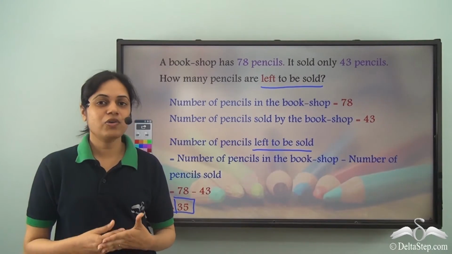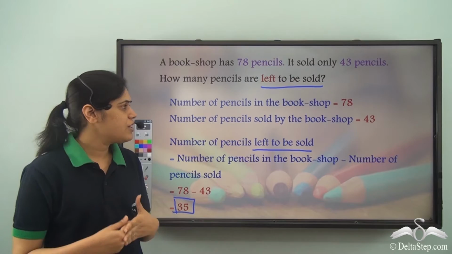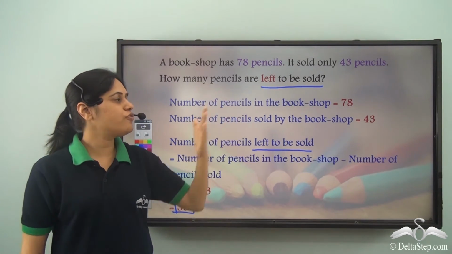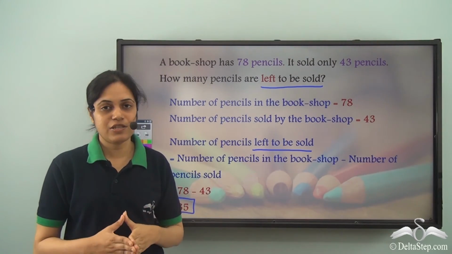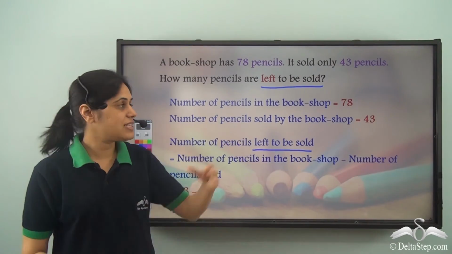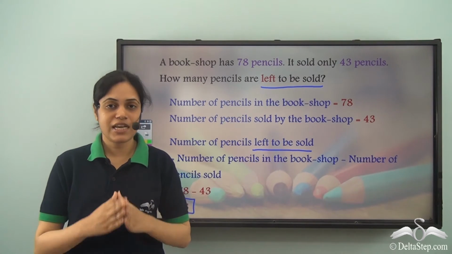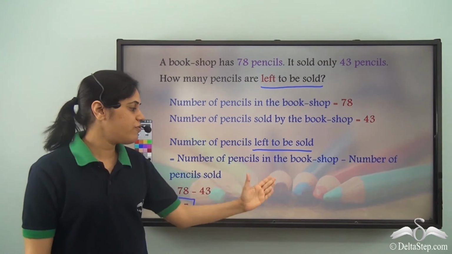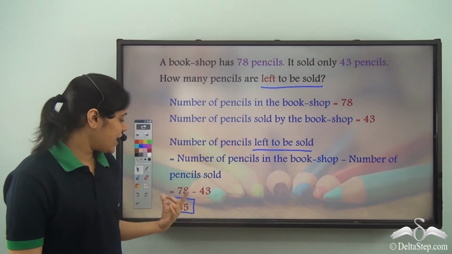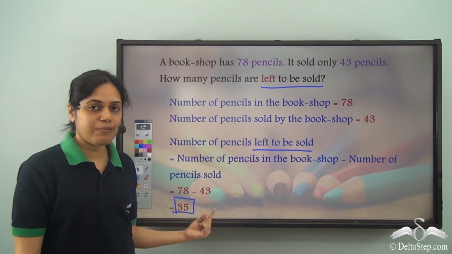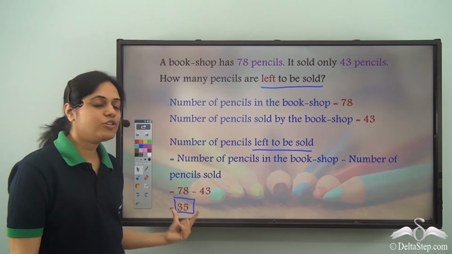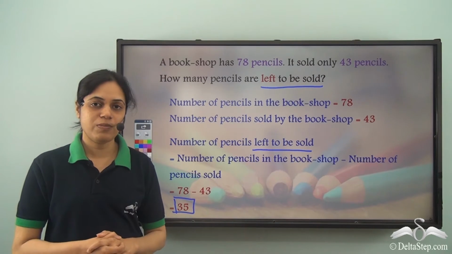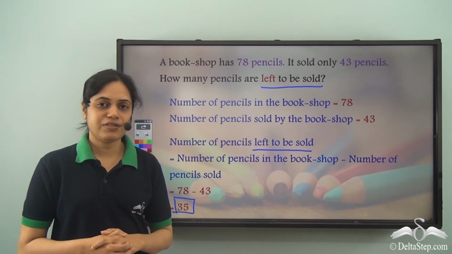So this is how you can solve the word problems. First, you need to write what is given, and then you need to find out what has been asked in the question. So if there are keywords like left, which indicate taking away or which indicate subtraction, then you need to perform subtraction like this. That is, you need to subtract the smaller number from the bigger number to find the answer. So do practice more and more word problems till you are comfortable with it.